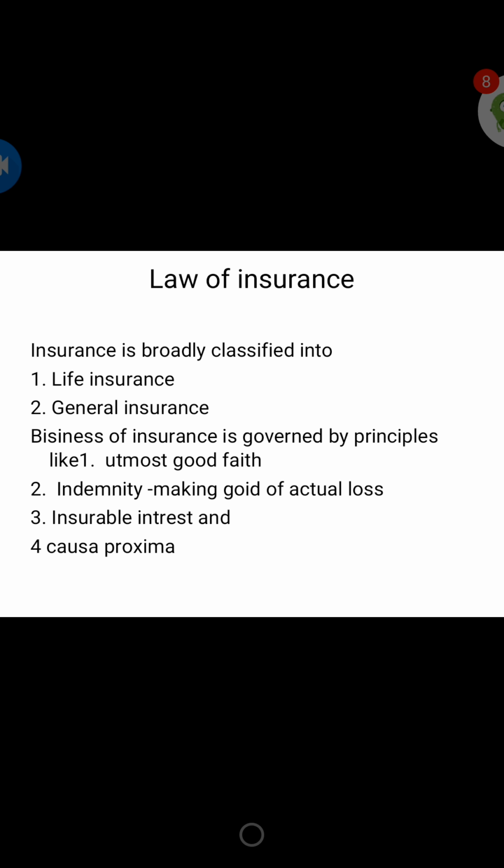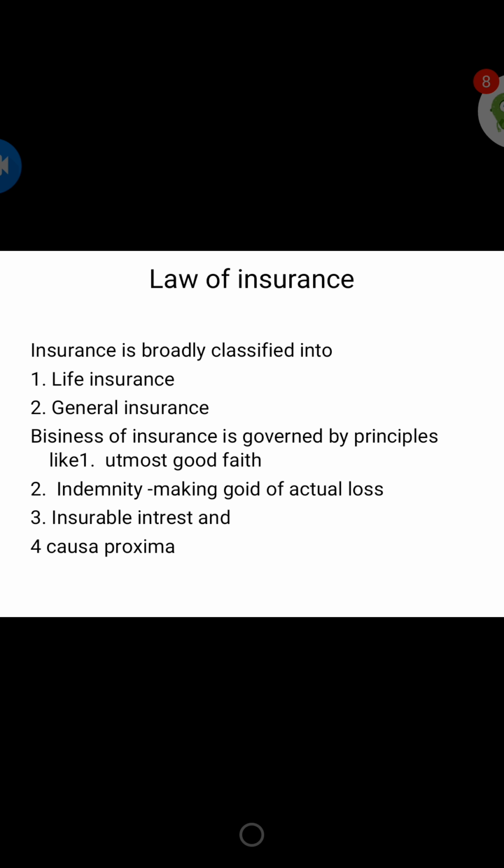General insurance is a contract of indemnity. What is indemnity? You make good the losses suffered by the person. You may lose your property, so general insurance is also called property insurance. You may lose your property due to fire or something like that, and you can regain it with the money you get from the insurance company. That we call a contract of indemnity.